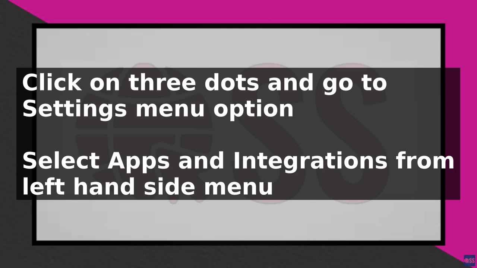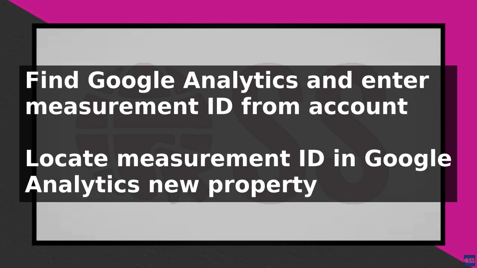Instead of using the web designer, click on the three dots and go to Settings. In the Settings menu, click on Apps and Integrations, which is located on the left-hand side, alongside options such as General, Site Access, Publishing, SEO, and Custom Code. Here, you will find Google Analytics, where you can enter your measurement ID.